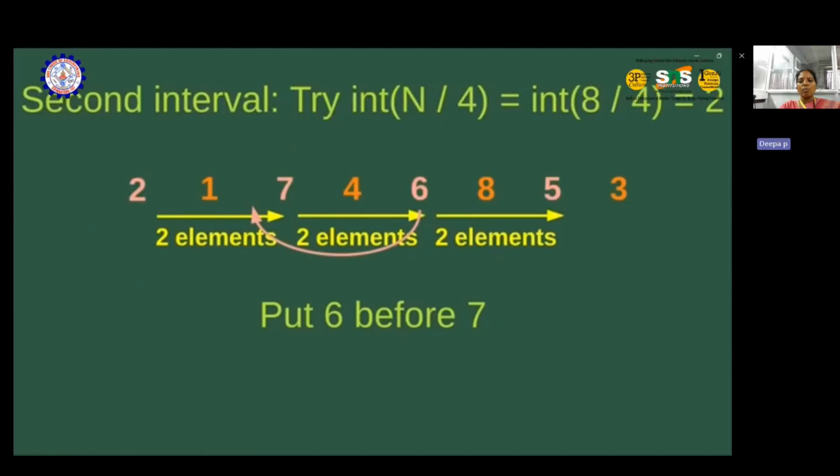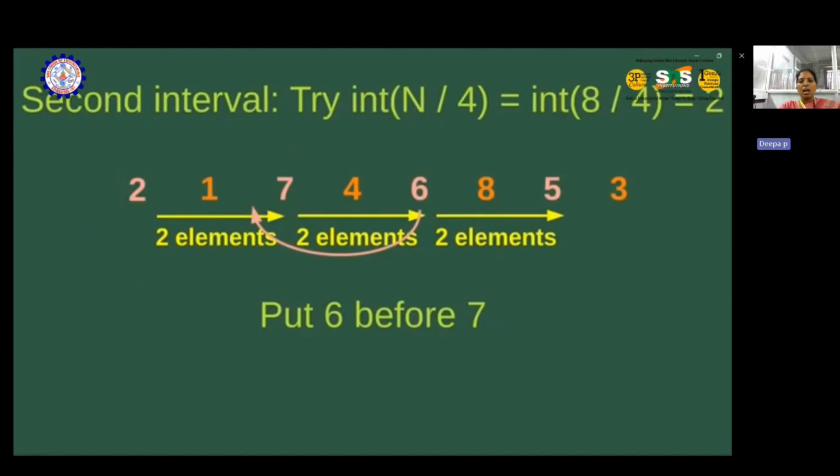In the second loop, an interval of n divided by 4, equal to 8 by 4, equal to 2, is taken, and again the elements lying at these intervals are sorted. Put 6 before 7, 2 elements will be sorted. The second interval you can try is int n divided by 4 equal to 8 divided by 4 equal to 4. You might get confused at this point.